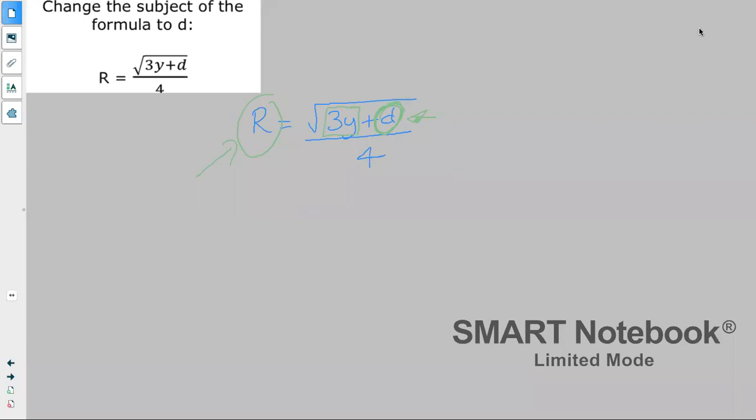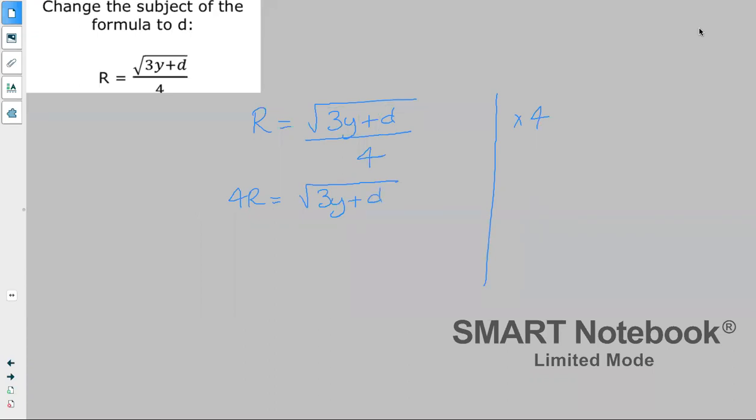So think about what I said last. And the last thing I said was divide by 4. So that's the first thing you want to undo. And to undo divide by 4, you want to multiply by 4. So I'm going to multiply by 4. Oops. I'm just going to do a working line to tell you what I'm doing. So I'm multiplying both sides by 4. So this becomes 4r equals the square root of 3y plus d.